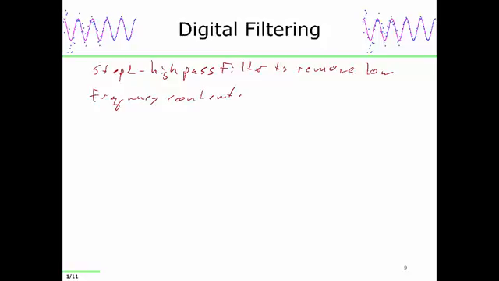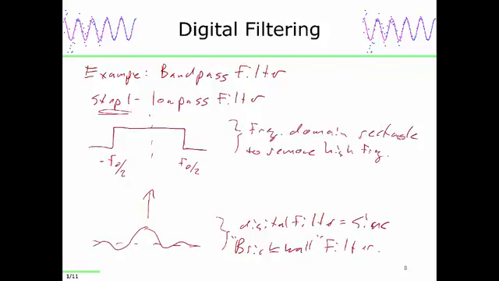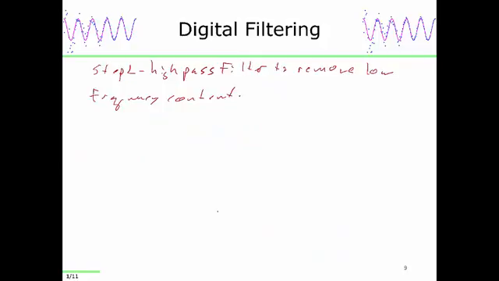High-pass filter to remove low-frequency content. Well, we've already worked this one through, right? That is adding on to this something to remove zero frequency. And that would look like an offset sinc, just like we had an offset rectangle.